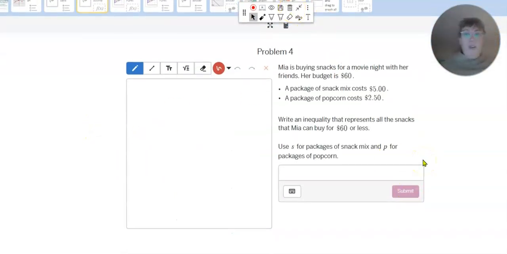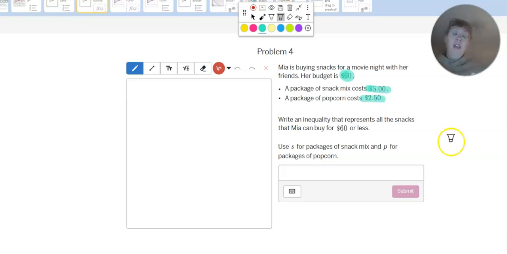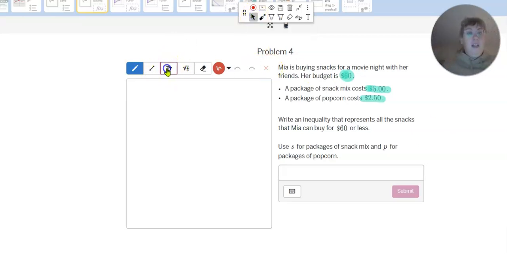Mia is buying snacks for a movie night with her friends. Her budget is $60, so she cannot spend more than $60. A package of snacks mix costs $5. A package of popcorn is $2.50. Write an inequality that represents all the snacks that Mia can buy for $60 or less. So we have S is representing the number of snack mixes, and P is the number of popcorn packages.